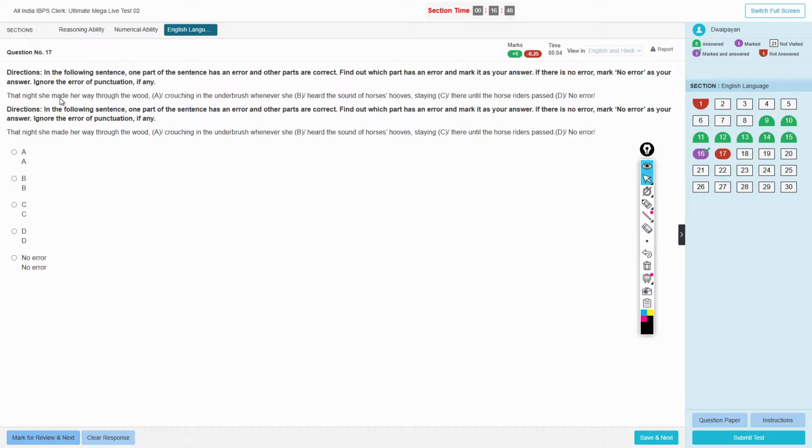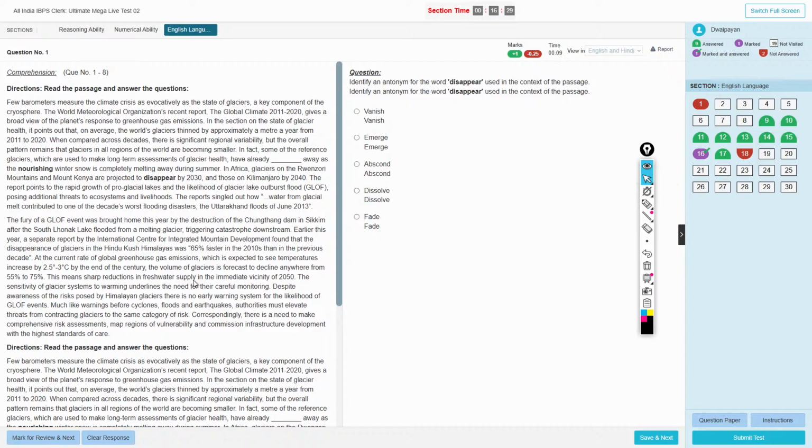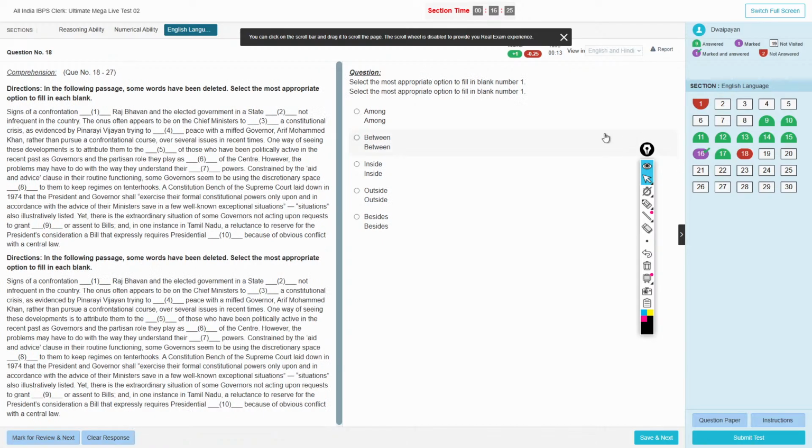The night she made her way through the woods. So definitely one error is there, right? Yeah, the error is there, so woods. Okay, that first one is okay. So this is the size of the RC, and then a repetition. So that's why I thought that such a big RC has come.